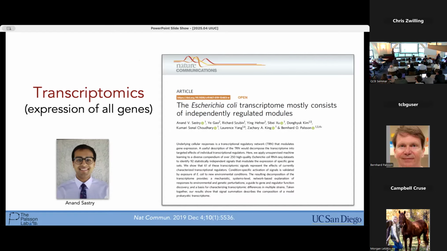So here's a paper from 2019 that started this adventure. And this is Anand Sastry who started doing this. I should say that omics data and the analysis thereof is very democratic. Every gene is treated equally. Every gene has a shot at being in the meaningful output.